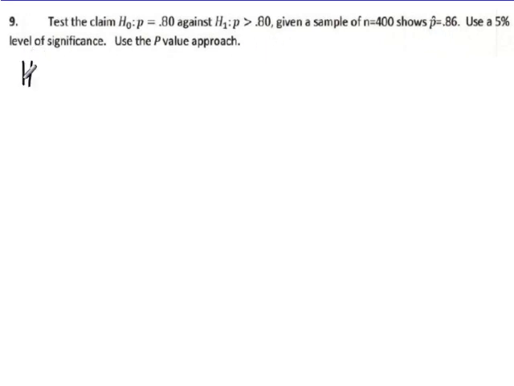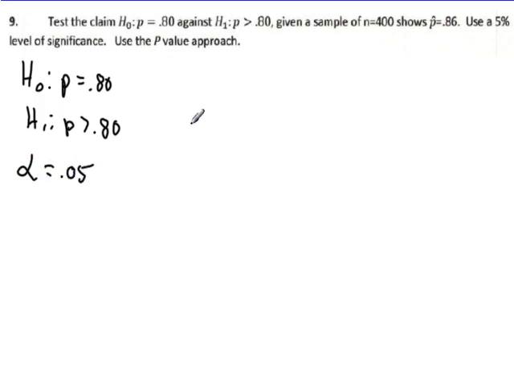So I always just like to say what my null and alternative hypotheses are, and in this problem they're actually just given to us. The null hypothesis is that the proportion is 80%, the alternative is that it's greater than 80%, and our level of significance is 0.05.